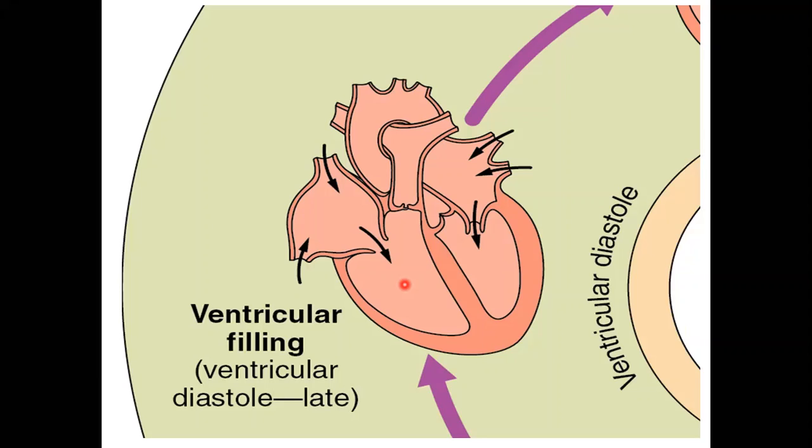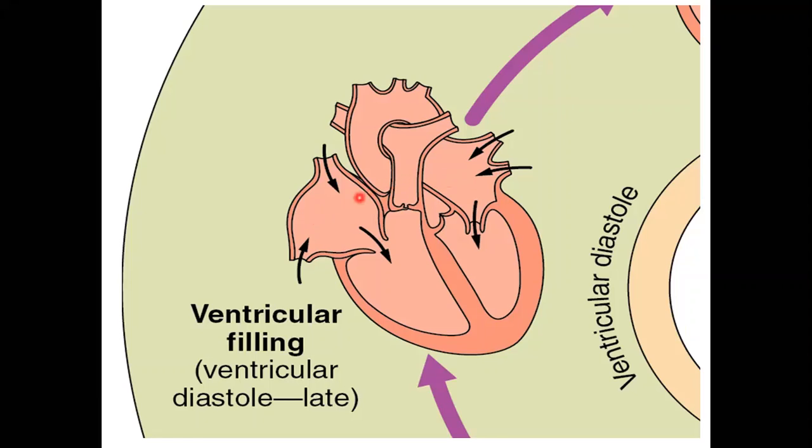And this is known as diastasis, or it is also called the reduced filling phase. This is the longest period of ventricular diastole actually, and thereafter the next phase occurs, and you know very well which will be the next phase.